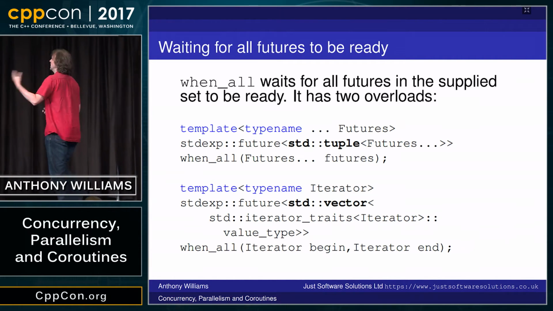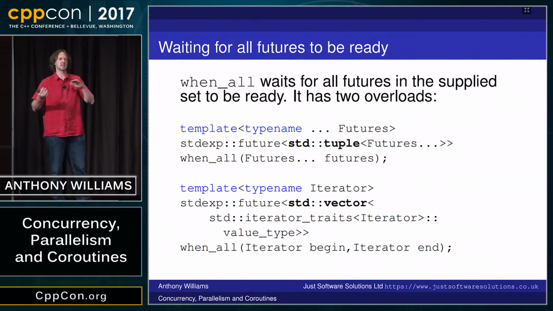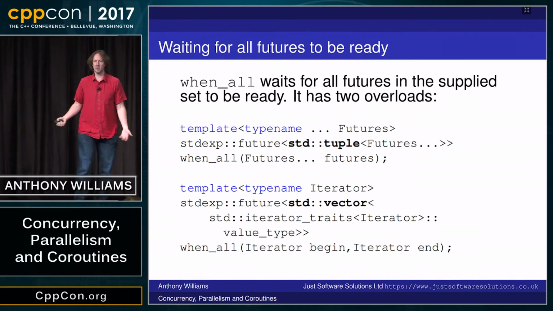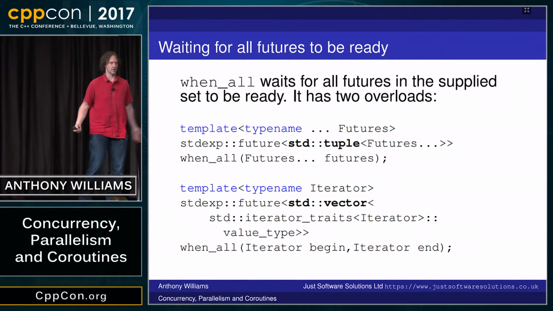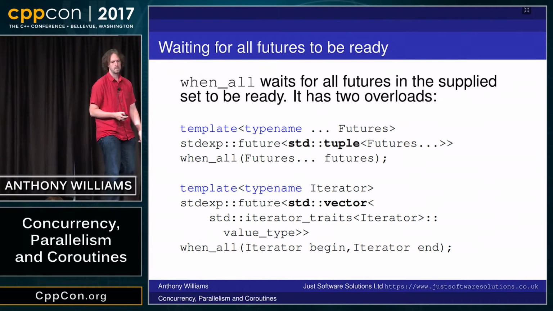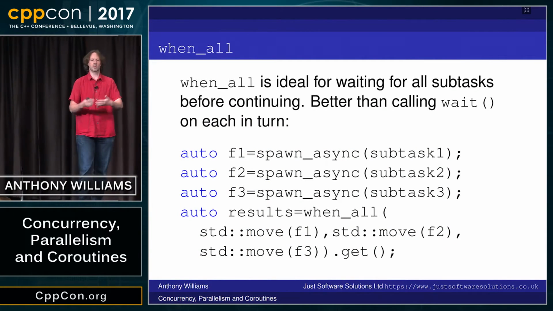Instead of just one, you can wait for all of them. This time it's slightly simpler because the return value doesn't need to tell you which one it was that woke you up. They were all ready. That's why you woke up. But again, we've got the 2 overloads. And so we can spawn 3 futures, and then we can wait for all of them.